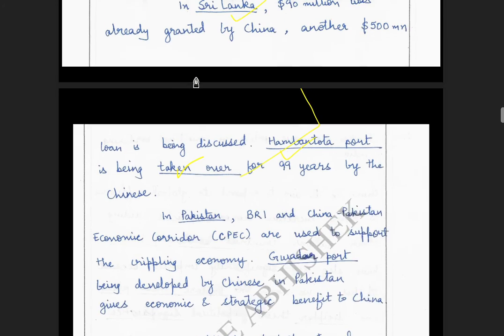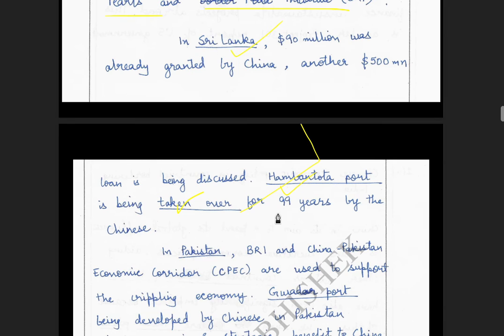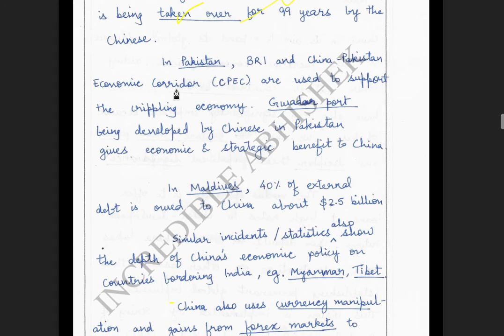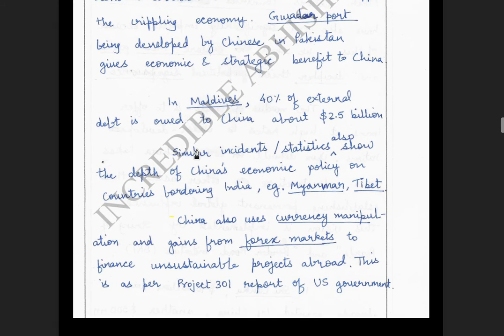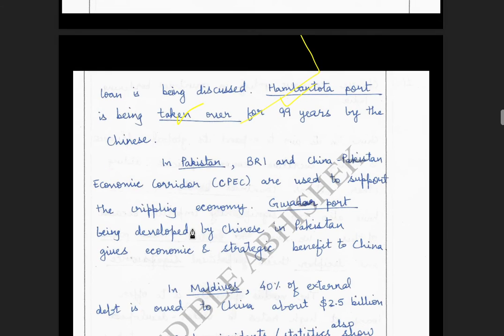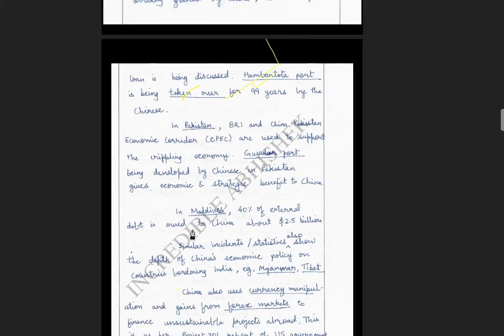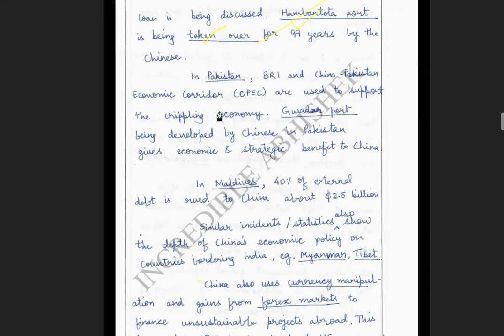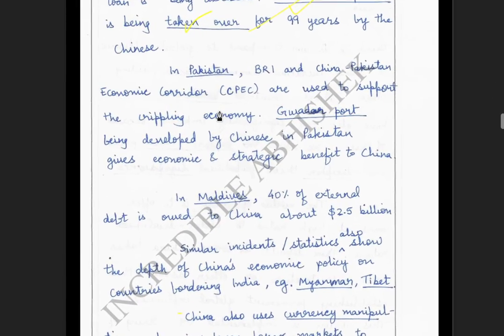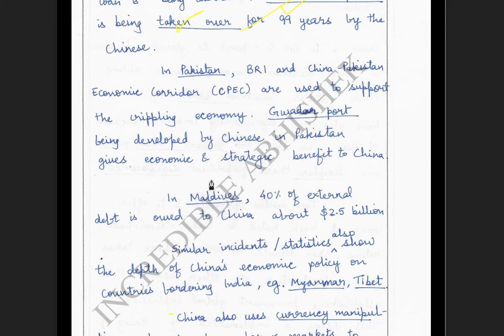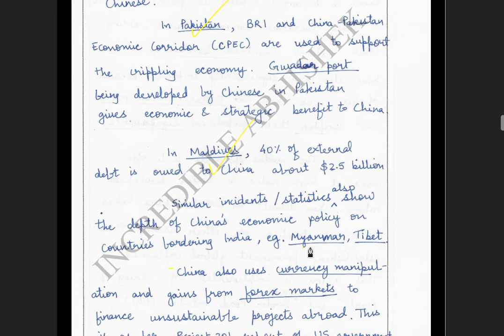In Pakistan, now you see, underline Sri Lanka, first para Sri Lanka, second para Pakistan, third para Maldives, fourth para Myanmar, Tibet, fifth para China. Now without even reading, the examiner can feel the structure. He can feel the structure just by looking at the essay. He does not even need to read. He will see, okay, the candidate has written about Pakistan, Maldives, Myanmar, Tibet, currency manipulation.